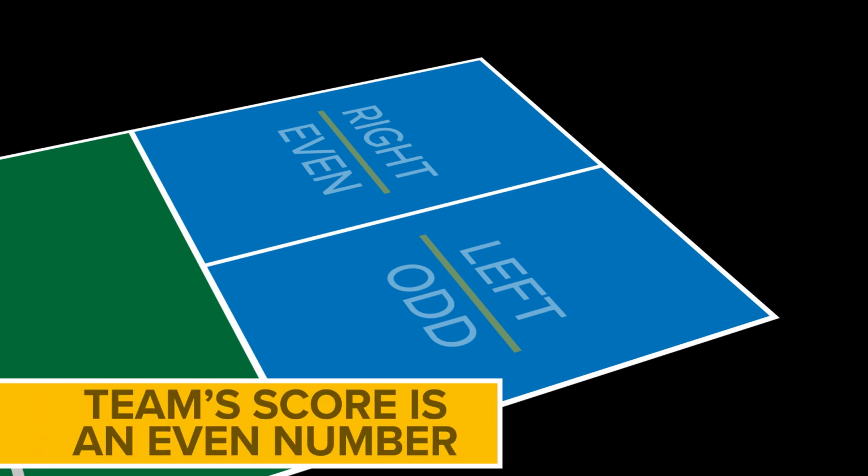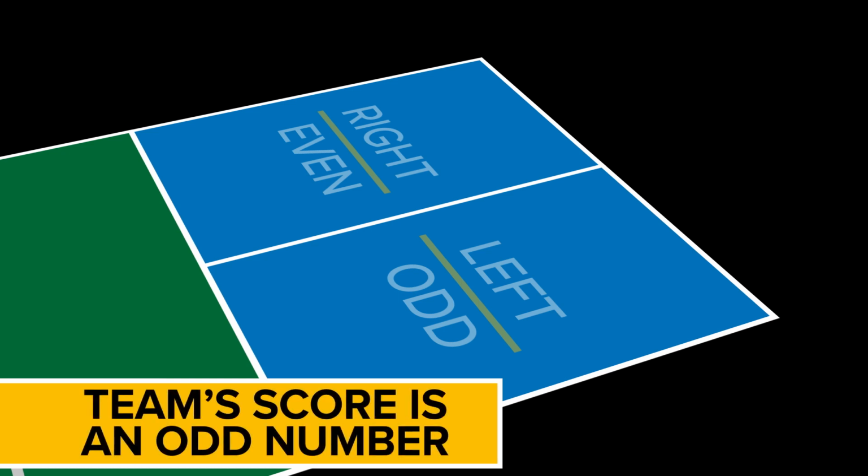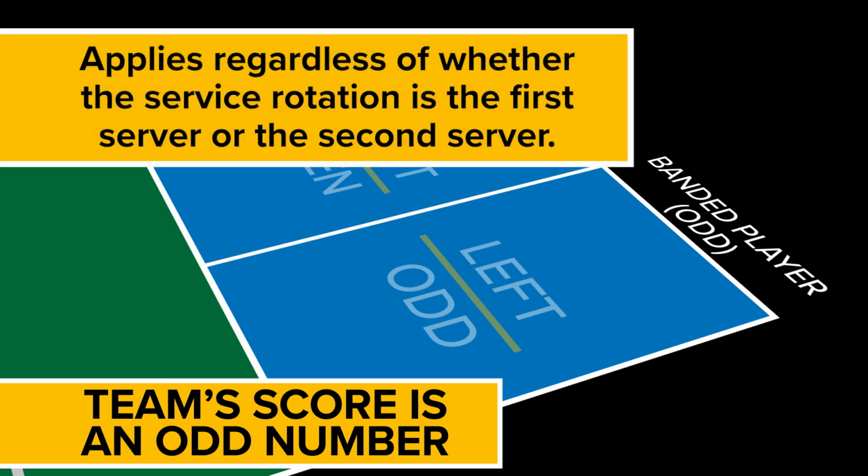If the team score is an even number, the banded player should be on the right or even side of the court. If the team score is an odd number, the banded player should be on the left or odd side of the court. This rule applies regardless of whether the service rotation is the first server or the second server.